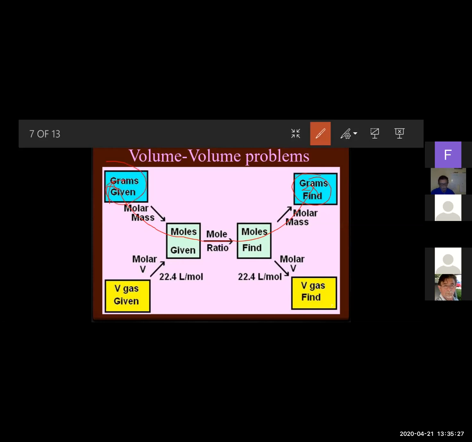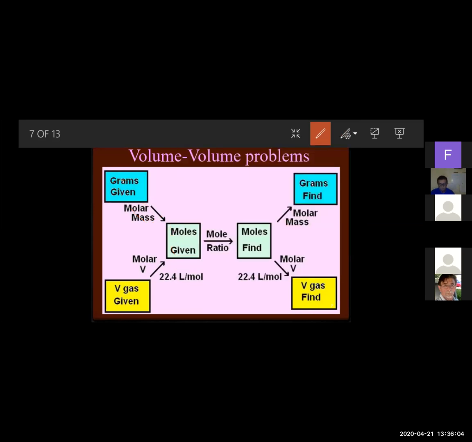But notice that we have to go through moles. This mole ratio comes from the balanced chemical equation, okay? Moles given here, we got to calculate that because we need the molar mass, or the atomic weight if it's an element. And once we have that, we use the mole ratio to find the moles that we're looking for, and then its molar mass then gives us the grams that we finally want to calculate.